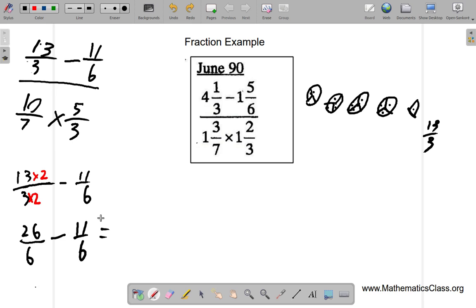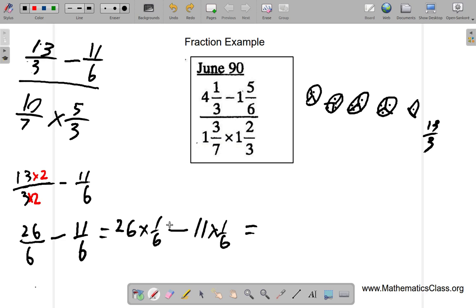Because this 26 over 6 is the same as 26 multiplied by 1/6. And this 11/6 is the same as 11 times 1/6. 26 multiplied by 1/6 would give you 26 over 6, just like this. And I could put this 26 over 1 if I want, fraction multiplied by fraction. But let's not do that here.